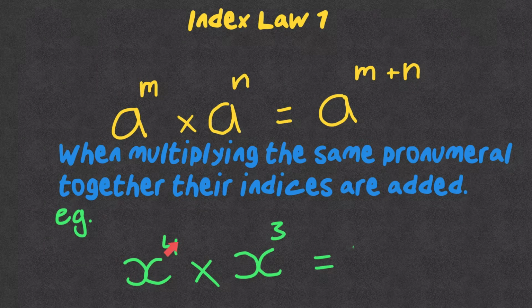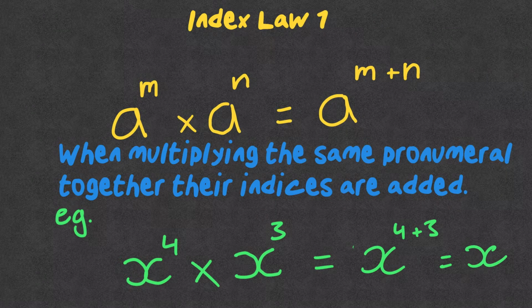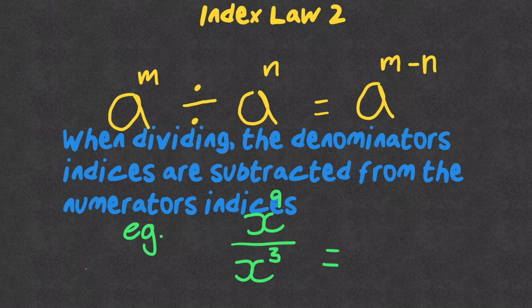So down here is probably a better example. x to the power of 4 times x to the power of 3 is going to be x to the power of 4 plus 3, which is the same as saying x to the power of 7. That's law 1. Pretty straightforward. Let's go to law 2.